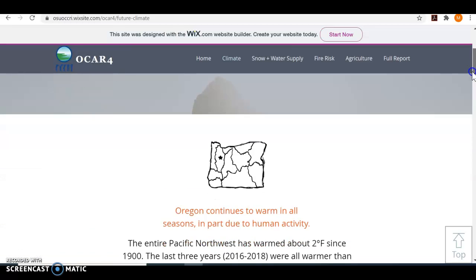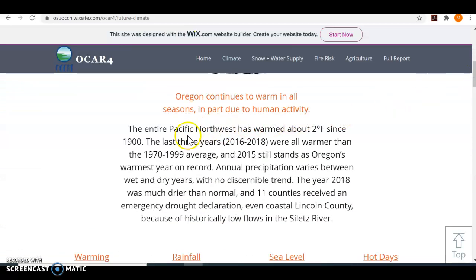And I'm going to page down this way. Hey, the whole region has warmed about 2 degrees Fahrenheit in the last 3 years. This came out in 2019. We're all warmer than the older long-term average, and 2015 was our warmest year. So there's some specifics there to jot down. I would just write a little bit of this stuff down, just so you know that the recent decade has really been the hottest one. And also, a lot of areas are really, really dry, including coastal Lincoln County, as reflected in the low flows.